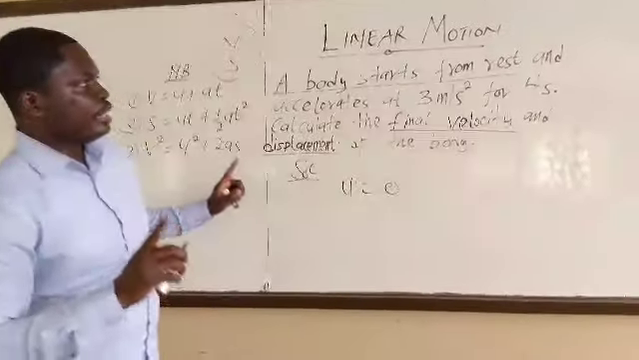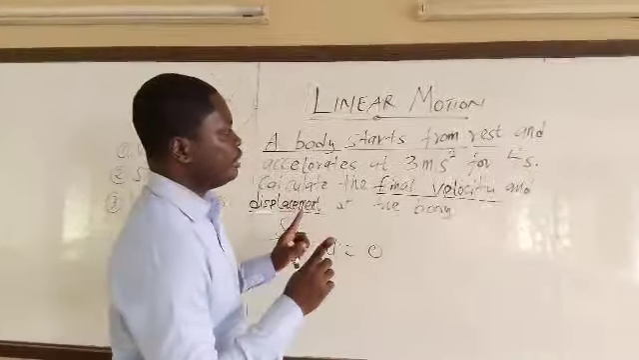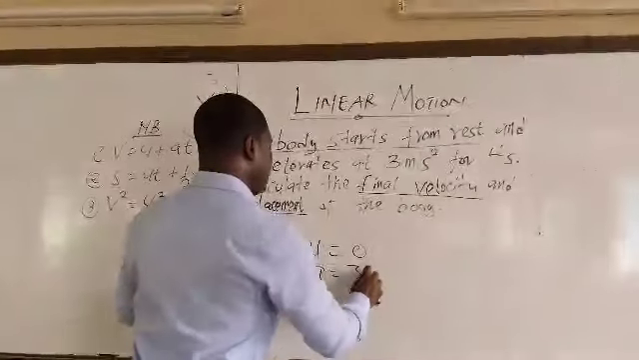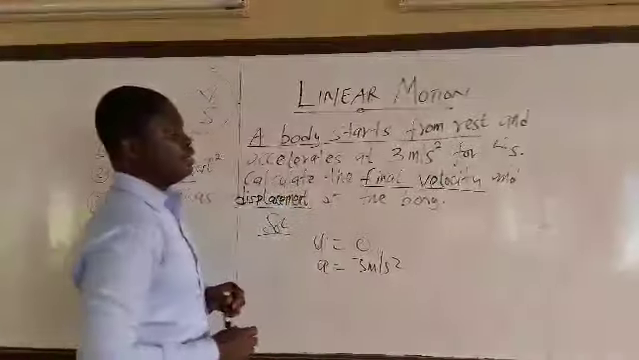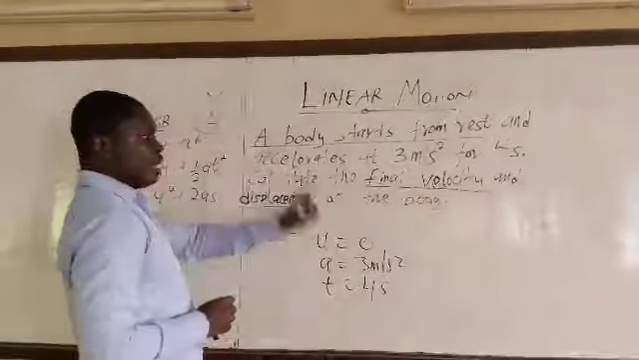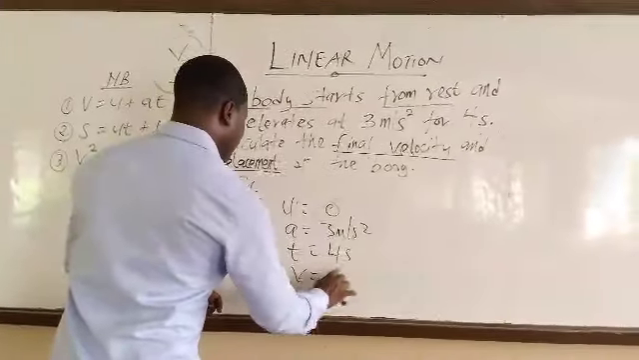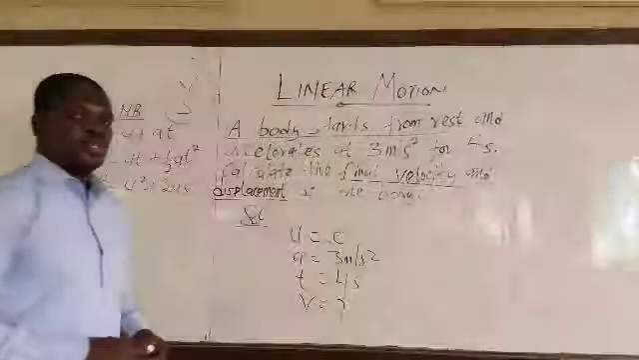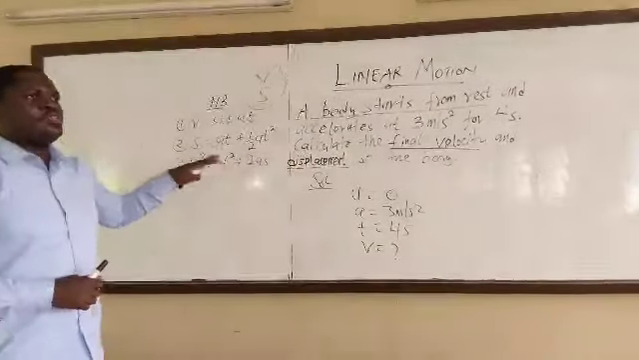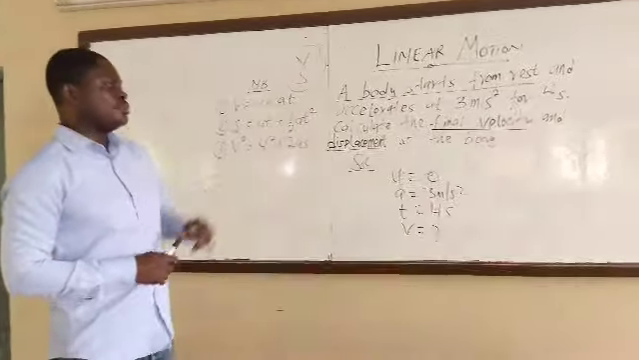Now let's consider the other parameters we have here. We have been given acceleration, so a is equal to 3 meters per second squared. We also know time, t is equal to 4 seconds. Then what are we finding? We are finding the final velocity, v. We don't know it. Then we ask ourselves, which of these Newton's equations can help us to solve this question?